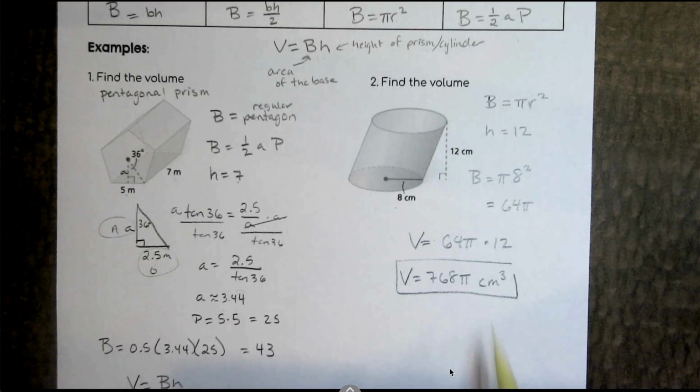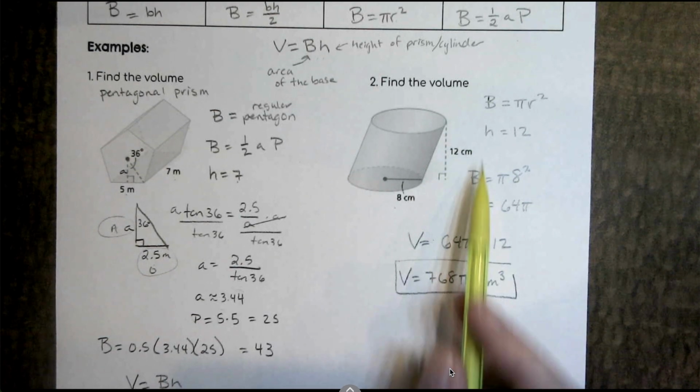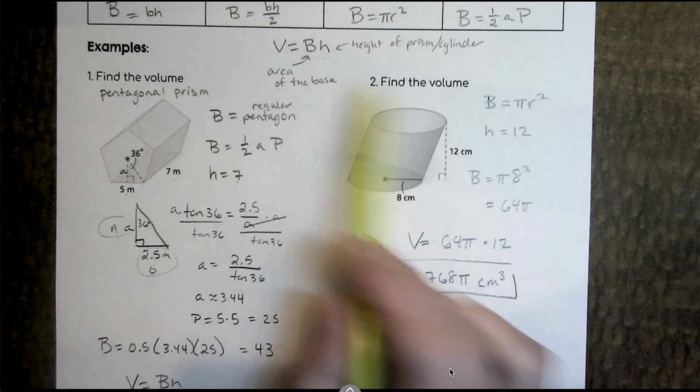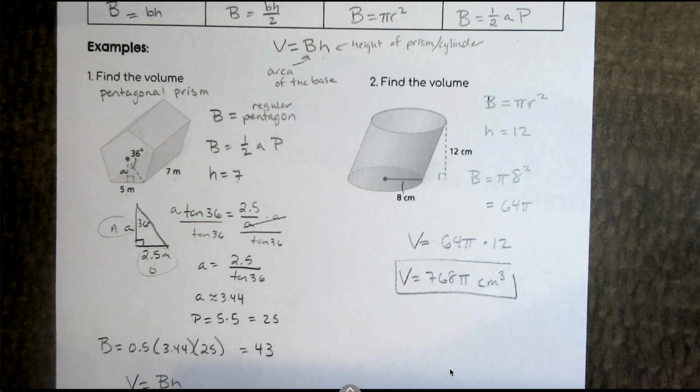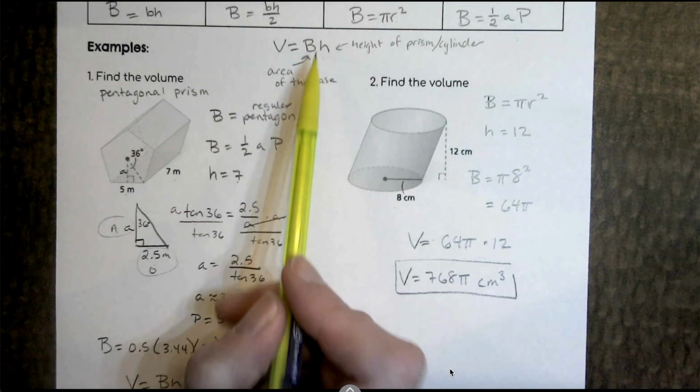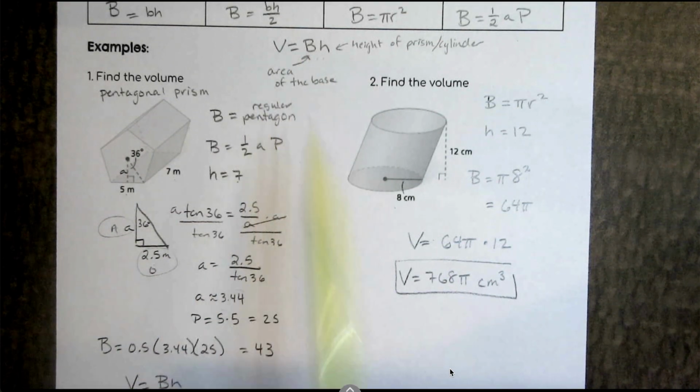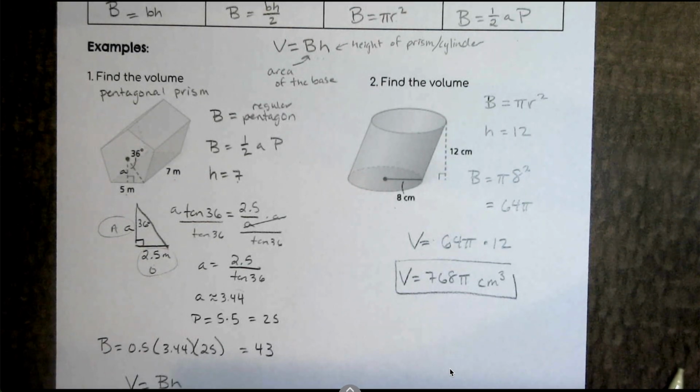So cylinders we can just leave in terms of pi, you guys, and do the operation with the other numbers. We still use that same formula, but my base is a circle. That's really the gist: big B changes depending on whatever shape our base is. And that's it for those examples. Thanks for watching.